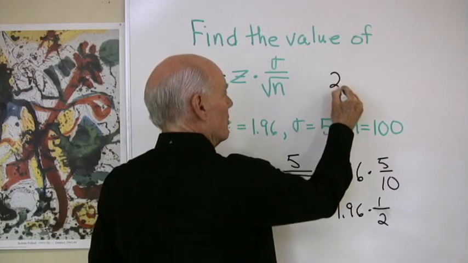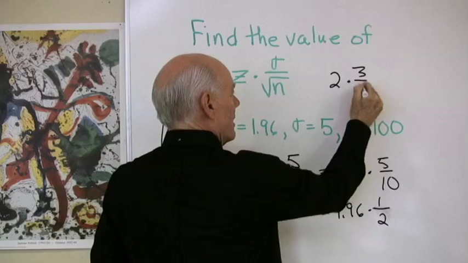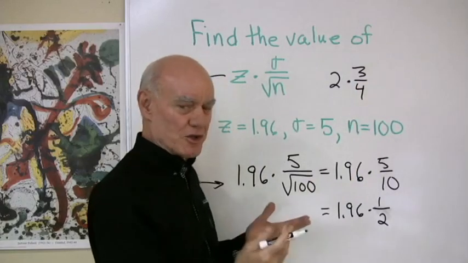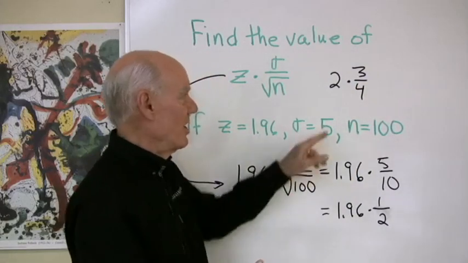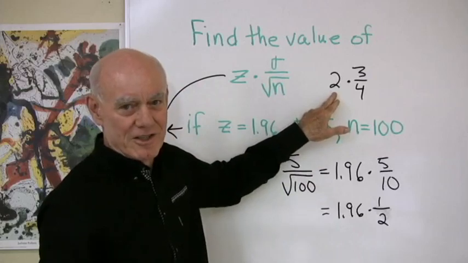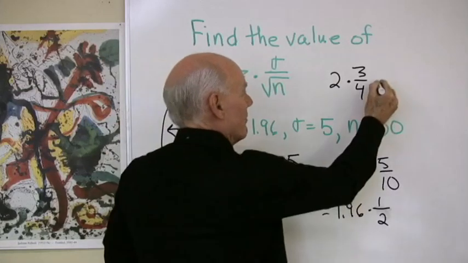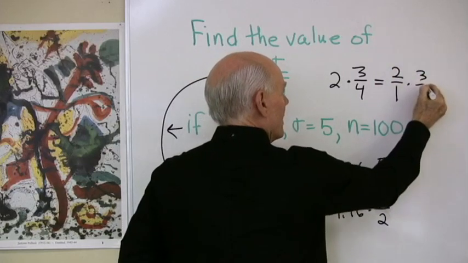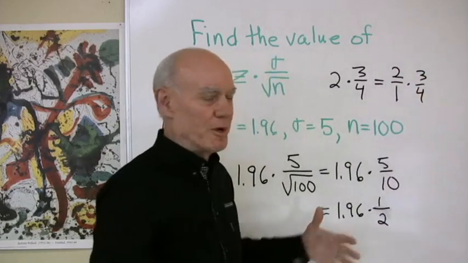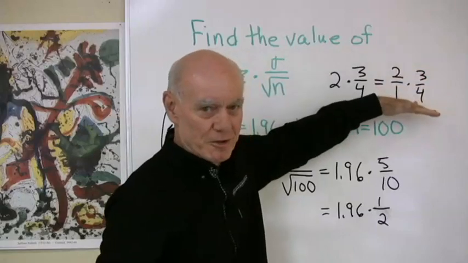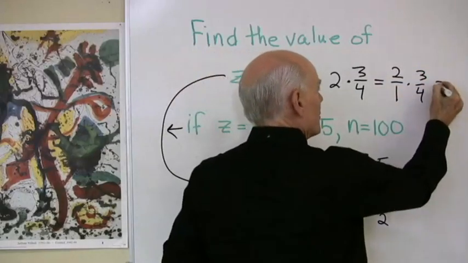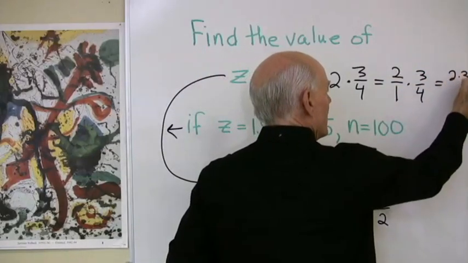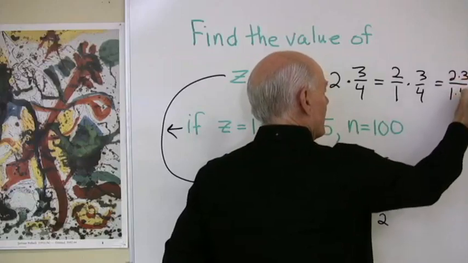What if you had 2 times 3/4? And you were just looking at simple fractions like this. Well, what's this fraction? This number 2 as a fraction is 2 divided by 1. 2 divided by 1 times 3/4. And you know, when you multiply fractions, you multiply numerators, multiply denominators. So this is going to be just 2 times 3 divided by 1 times 4.